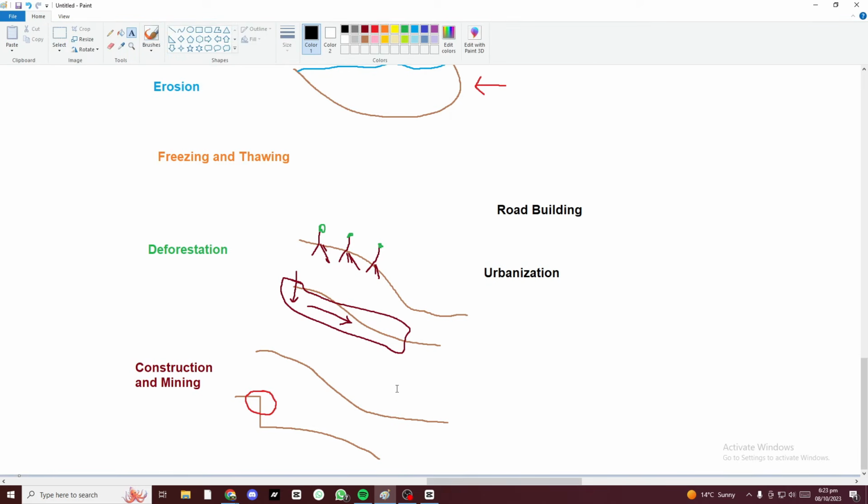So urbanization, let's use the slope right here. You decide to build a few houses on the slope. Now there is more weight on the slope, and the drainage and the natural state of the slope have been altered. So this can cause mass movements as frictional forces have been disrupted, cohesive forces have been disrupted, and there is less drainage.